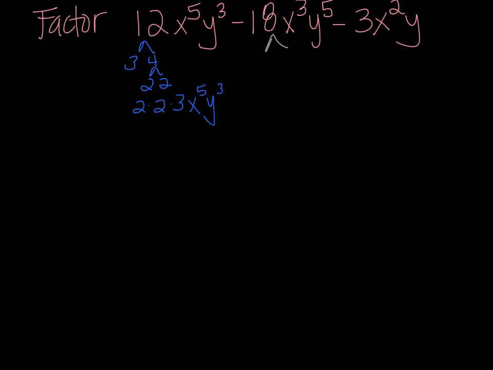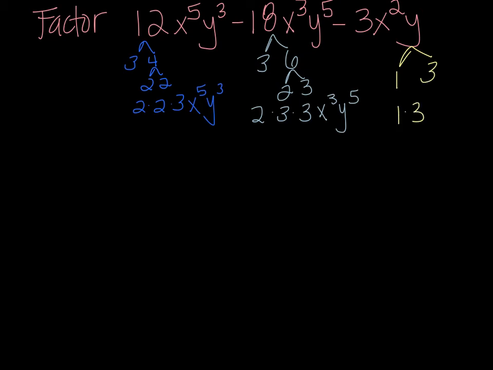Let's look at 18. You can put 9 and 2 or 6 and 3. I'll start with 6 and 3. My factors of 6 are 2 and 3. So I have 2 times 3 times 3. And our variables, which we have x cubed and y to the 5th power. And last, let's look at the last term, which we have negative 3x squared y. So our prime factorization of 3 is just 1 and 3. So we have 1 times 3 times x squared y.